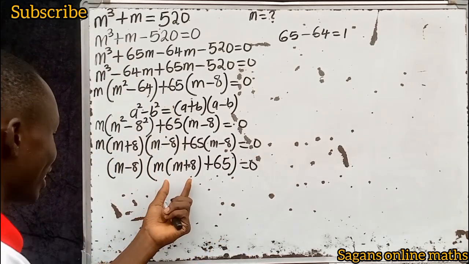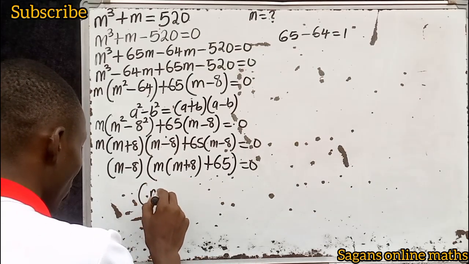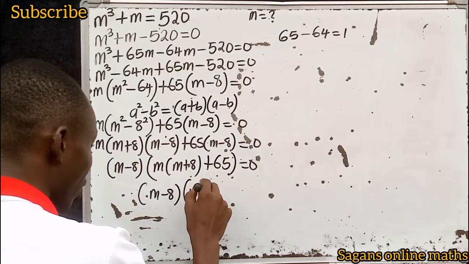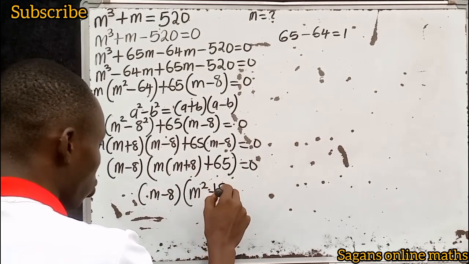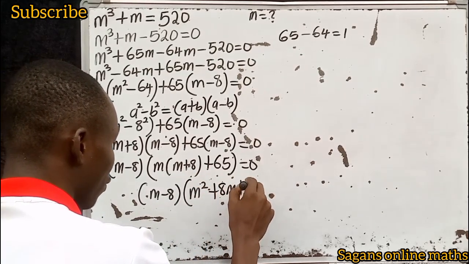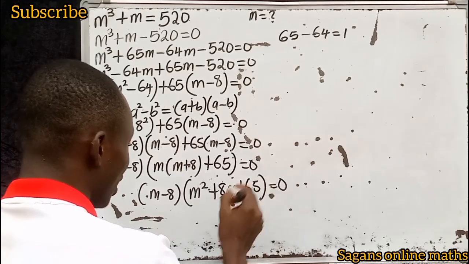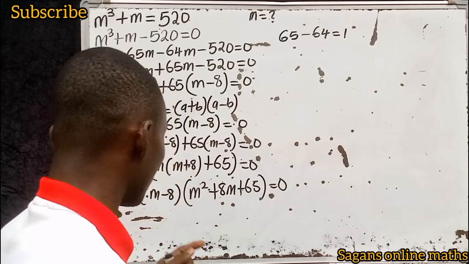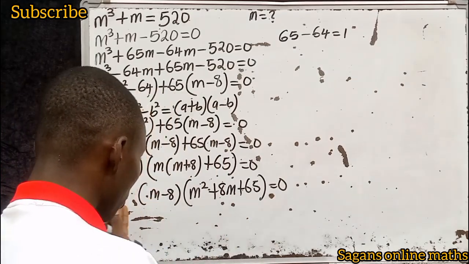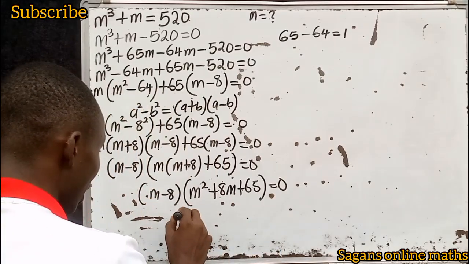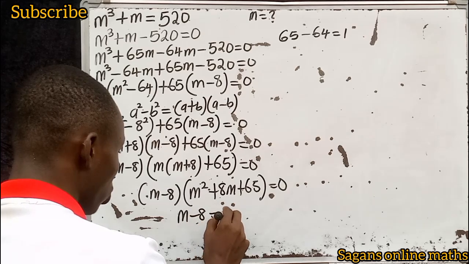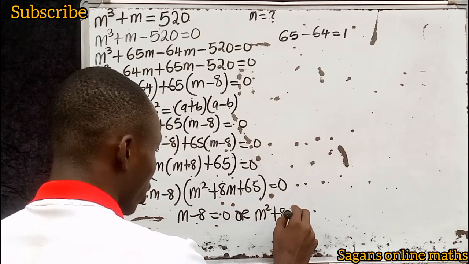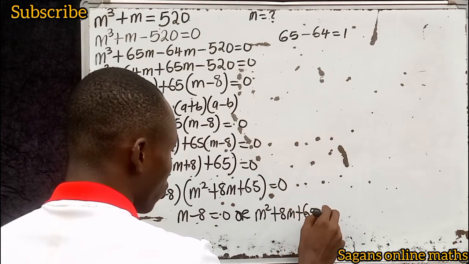Now let's open the parenthesis here. m times m will give us m square, m multiplied by 8 will give us plus 8m, plus 65, all this equals 0. Now take note, remember that when the product of two terms is equal to 0, it means that each of them is equal to 0. So m minus 8 is equal to 0, or m square plus 8m plus 65 is equal to 0.